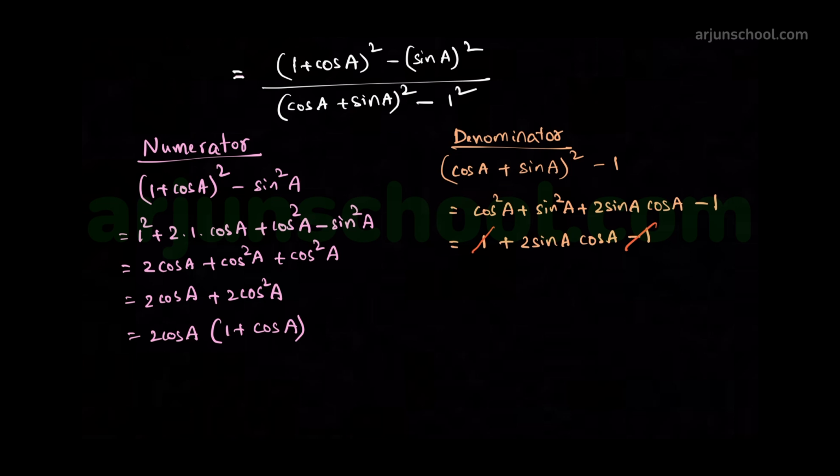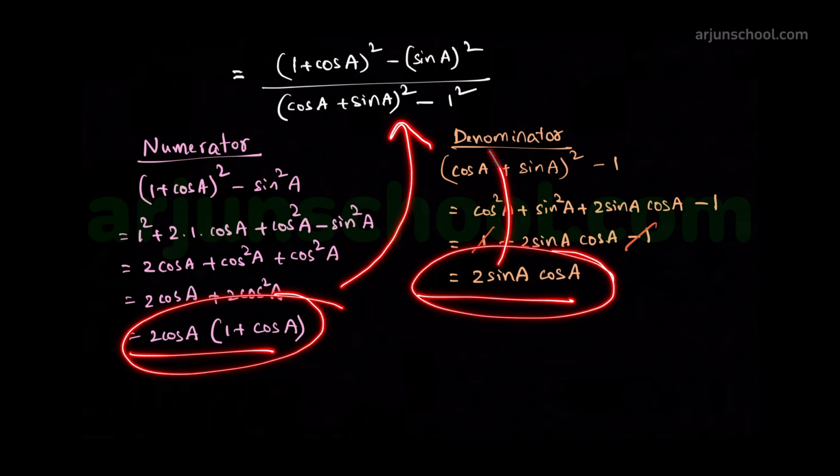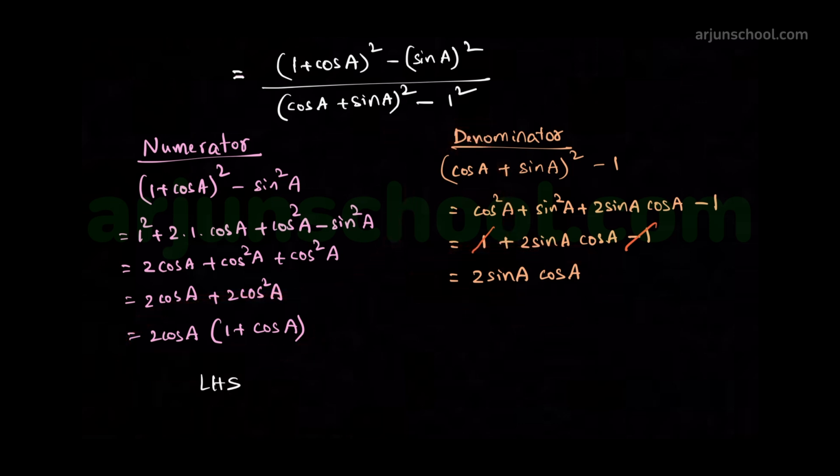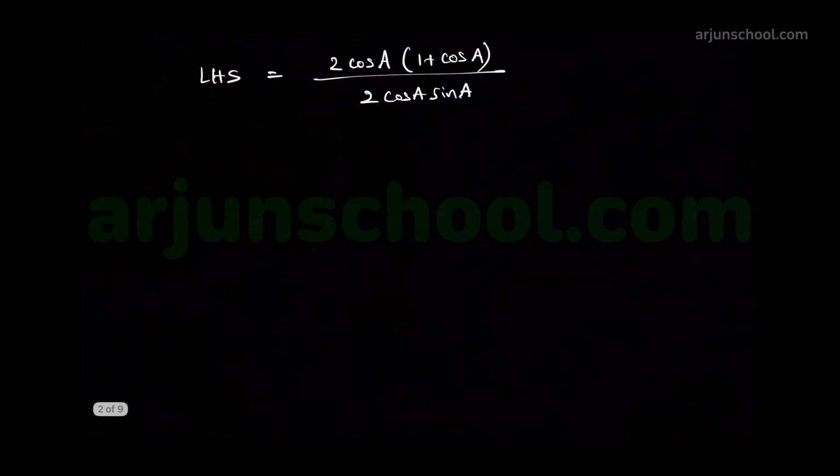One minus 1 is 0. That is equal to 2 sin a cos a. Therefore, the denominator has reduced to 2 sin a cos a. Put the simplified numerator and denominator in the LHS. LHS is equal to 2 cos a of 1 plus cos a by 2 cos a sin a. We can cancel 2 cos a from both numerator and denominator. That is equal to 1 plus cos a by sin a.